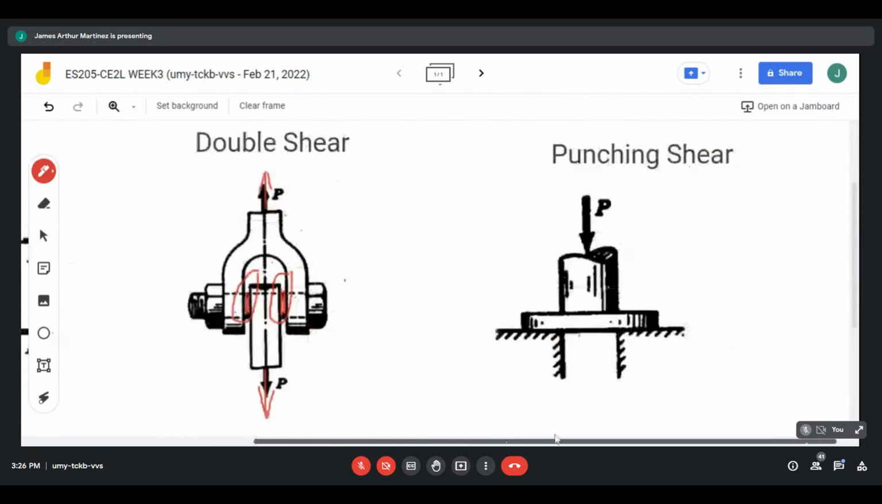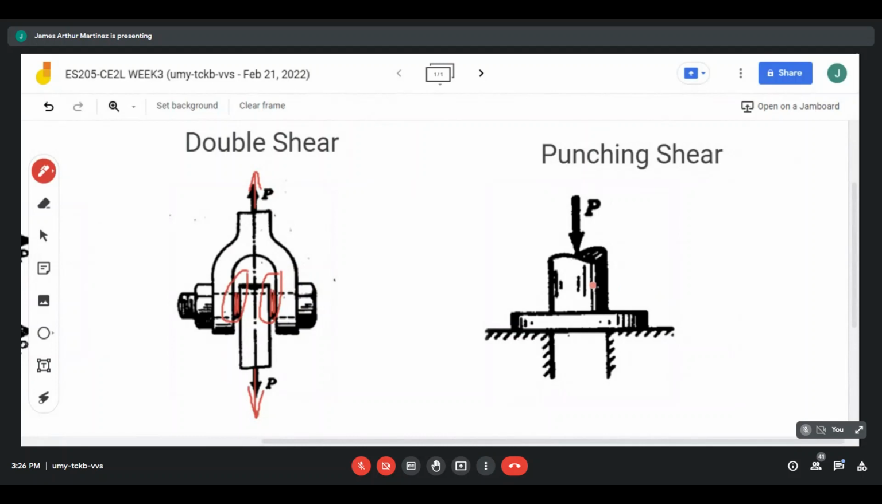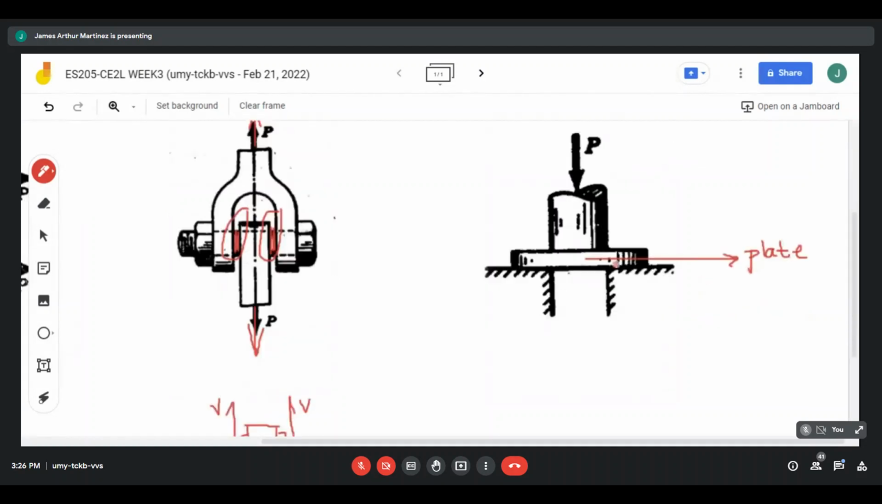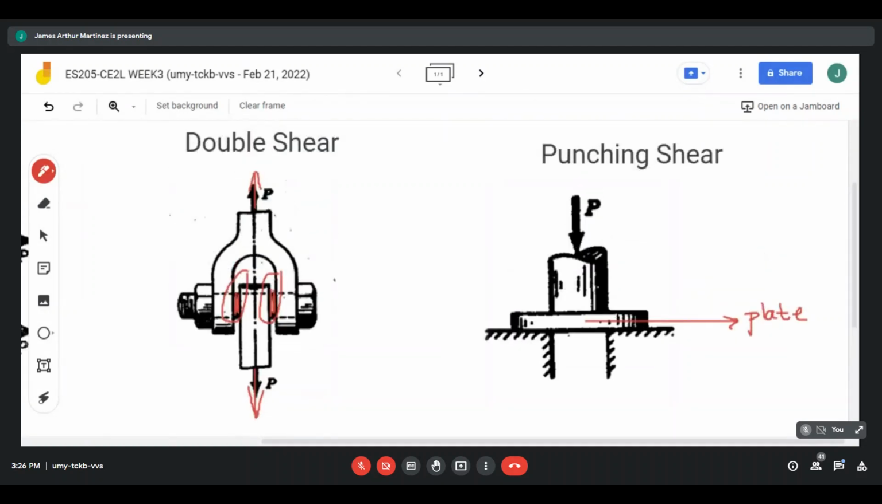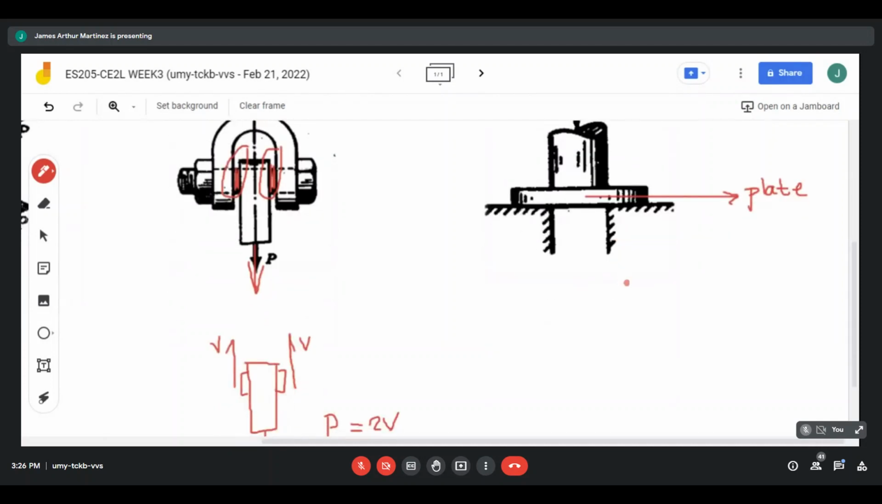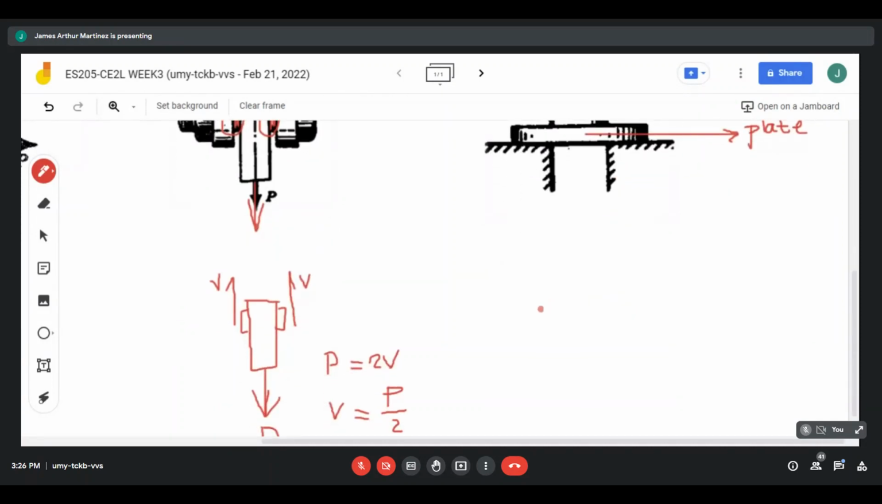So for punching shear, this is actually called a circular slug, no? So naa siya gina-punch, no? From the term punch or gina-duot, gina-compress sa isa ka plate. So let's say this is a plate. So ang shearing stress pod ana, or shear force pod na nag-occur pod siya pag i-draw.